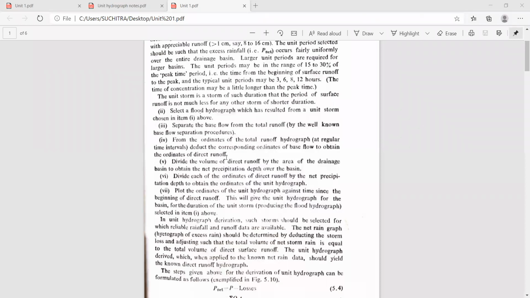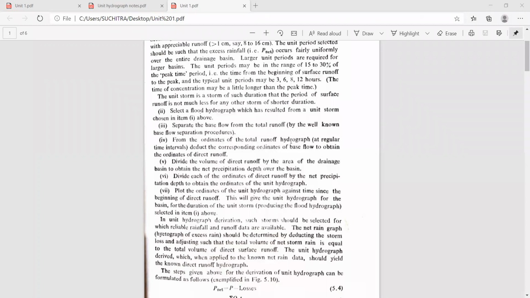First, we have to draw the observed flood hydrograph, that is discharge versus time, and then we have to calculate the total runoff ordinates from the observed hydrograph. Then from the total runoff ordinates of the observed flood hydrograph, we have to deduct the base flow ordinates in order to get the direct runoff ordinates.